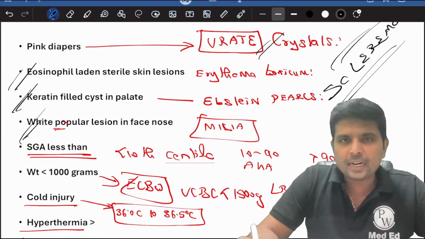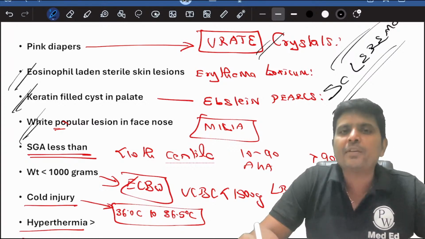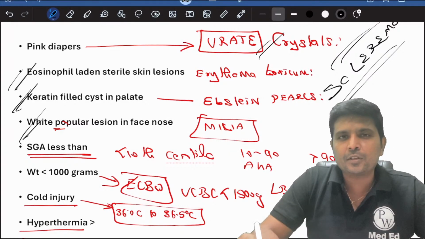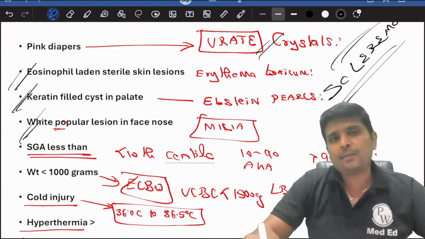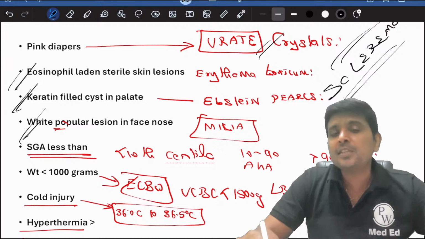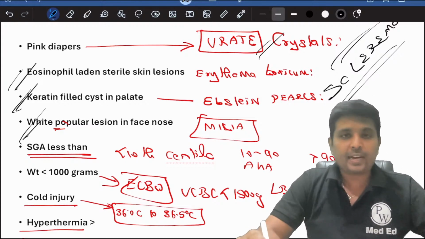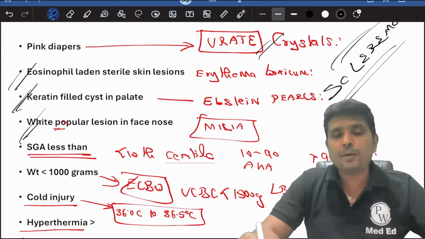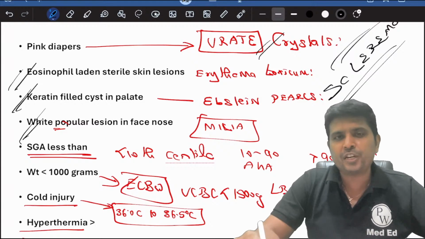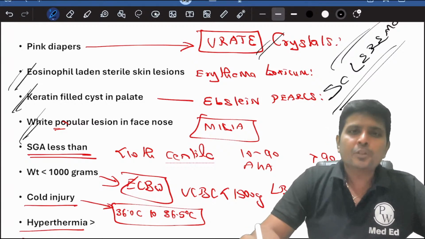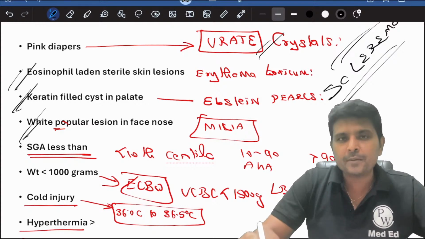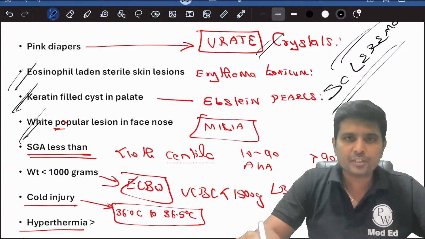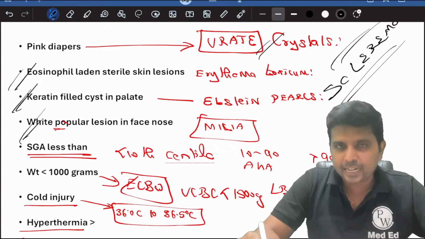Right, what are all the other definitions that you need to have? A child less than 2500 grams is said to be low birth weight. A child less than 1500 grams is said to be very low birth weight, whereas a child less than 1000 grams is said to be extremely low birth weight. This is mainly based on the weight of the child. Whereas the statistical definition is small for gestational age, appropriate for gestational age, and large for gestational age. Small for gestational age means less than 10th centile. Appropriate for gestational age means 10 to 90 centile, and large for gestational age means more than 90th centile.